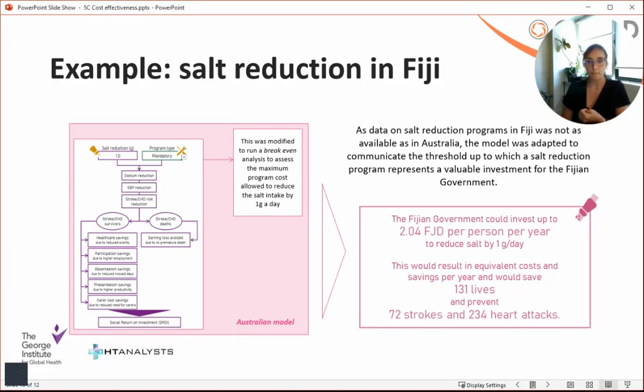Now, since accurate data on the salt reduction programs in Fiji was not available at the time of the analysis, the model we developed for Australia was adapted to calculate the threshold up to which a salt reduction program represents a valuable investment for the Fijian government. Again, based on expected reductions in stroke and coronary heart disease, reduced need for carers, and participation in the workforce.